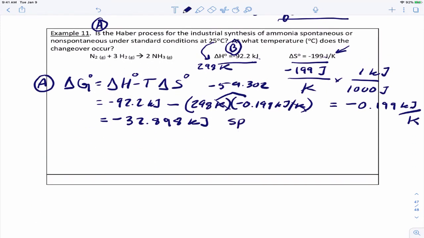Okay, now since delta G is negative, according to what we have, that means that this reaction is spontaneous as written. So that means we have to supply a little bit of energy, and then it should go on its own. That's pretty cool.